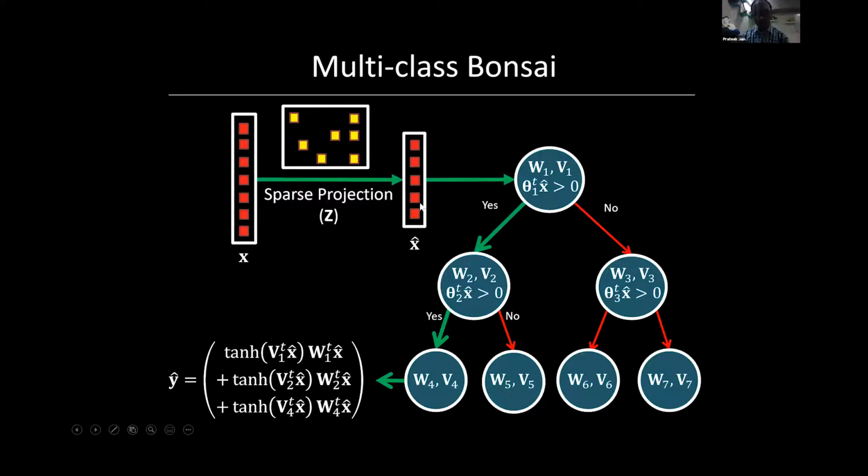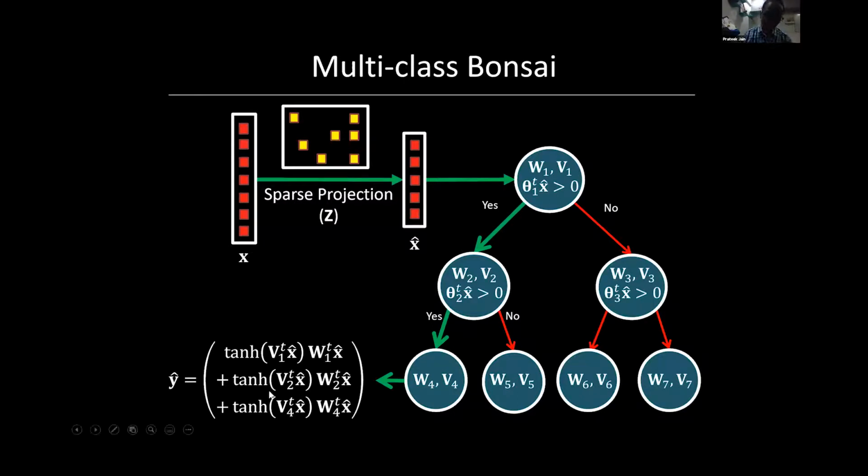Now, when we are working with this very low dimensional data point, we pass it through the root node. Root node has a parameter theta1. It also has parameters w1 and v1. So if theta1 dot x hat is greater than 0, then you go to the left node. Otherwise, you go to the right node, right? And similarly, if your theta2 dot x hat is greater than 0, then you go to the left node, otherwise you go to the right node. And similarly, you reach some leaf node. And based on your leaf node, you have your final decision boundary. You have your final prediction.